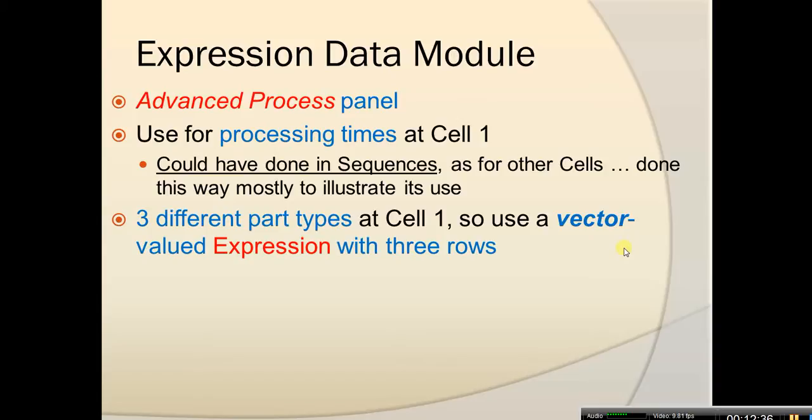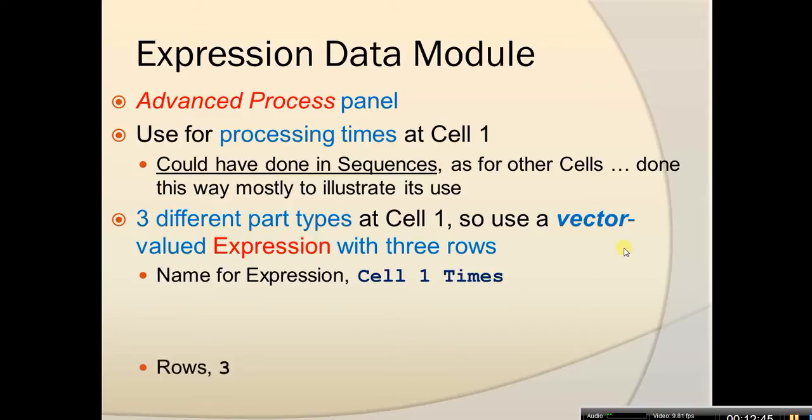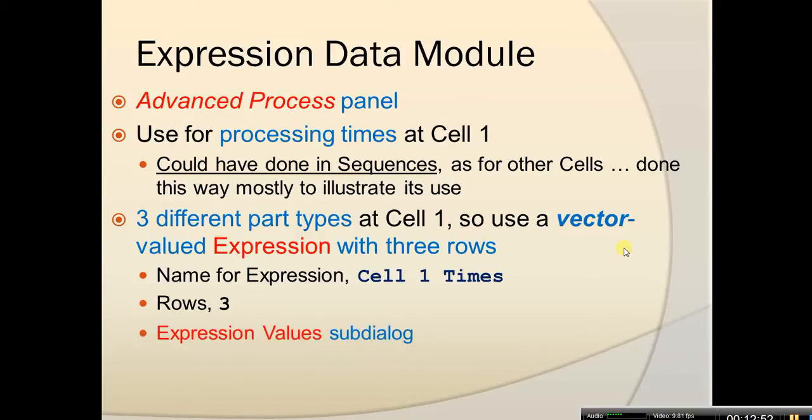And so we'll have 3 part types at cell 1. So we'll use a vector valued expression with 3 rows. And then the name for the expression will be cell 1 times. And we'll have, again, 3 rows. And we use the expression values sub-dialog to do that.